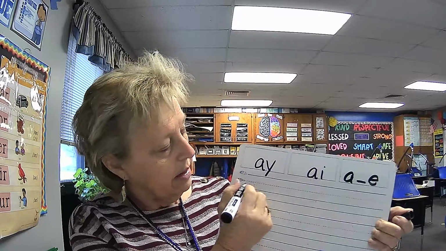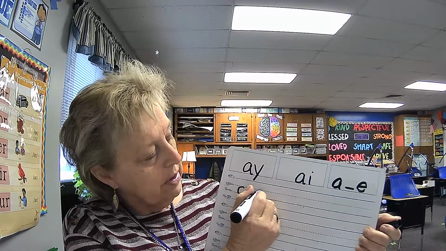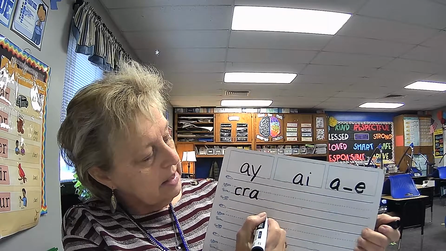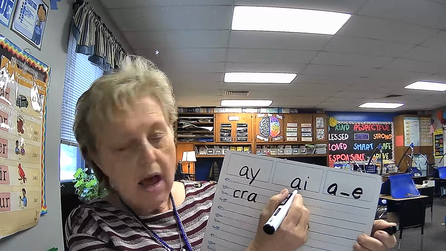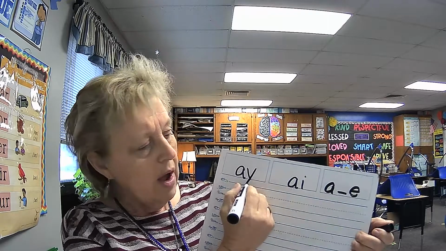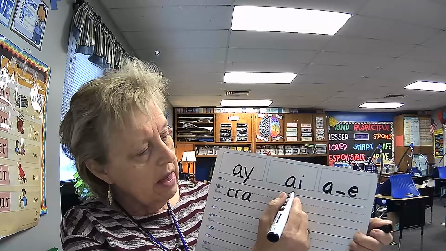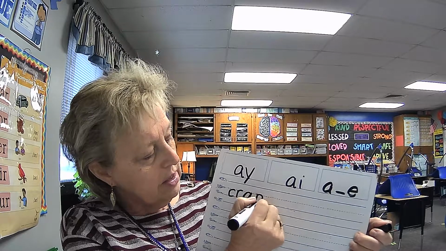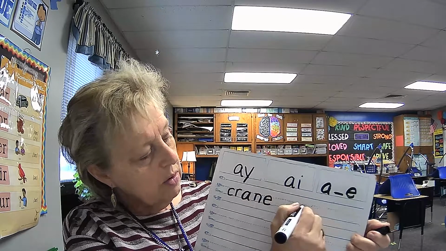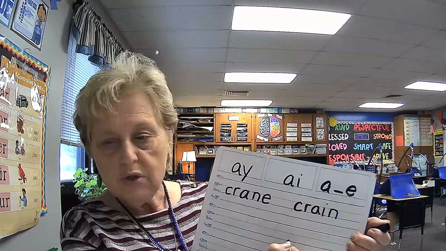A consonant E. There we go. All right, so crane. Ain. Now we know it has an A, but does it have A-I, A-Y? Well, we know it can't be A-Y because it's not in the middle of the word. It could be A-I. Which one would look right? It would be this one, C-R-A-N-E, or this one, C-R-A-I-N, crane. Which one would be correct?